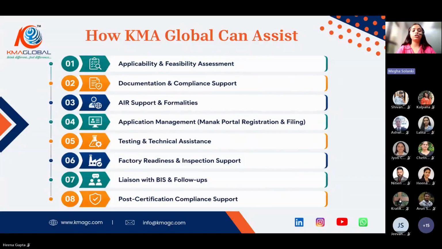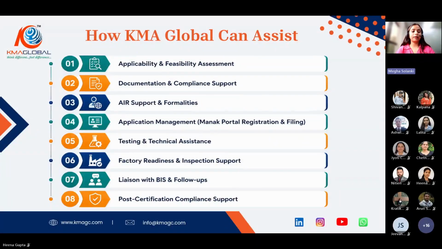A very common question in every manufacturer's mind is how we actually manage all these steps smoothly and without delay. So this is where the right guidance makes a clear difference. Let me now explain how KMA Global supports you at every stage of the BIS certification journey.